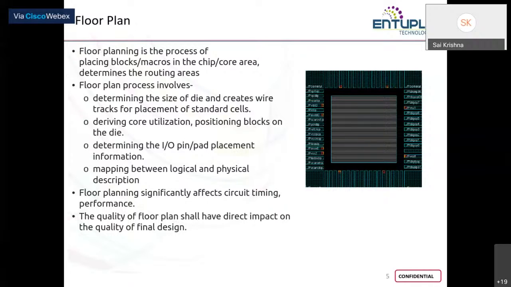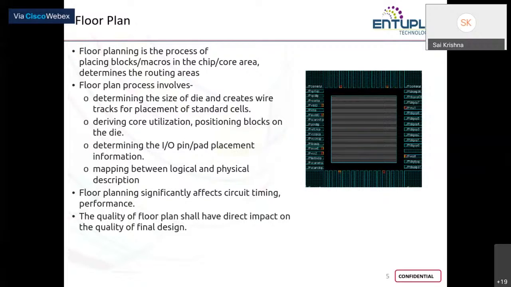So generally, what you are using across also include macros. Macros are nothing, they are pre-designed blocks that can be directly used as a part of your design. Okay, something like your memory, PLLs, RAMs, ROMs, etc. These are called macros. So these are blocks which can be directly called into your design and used.